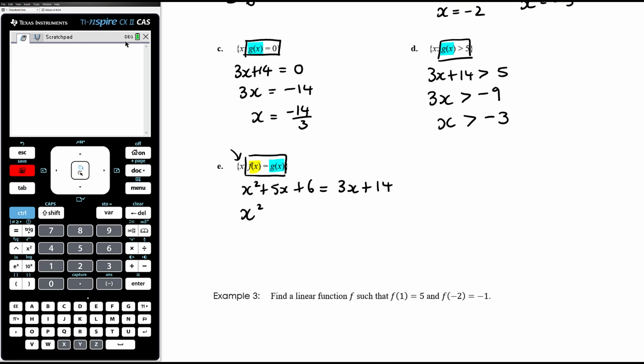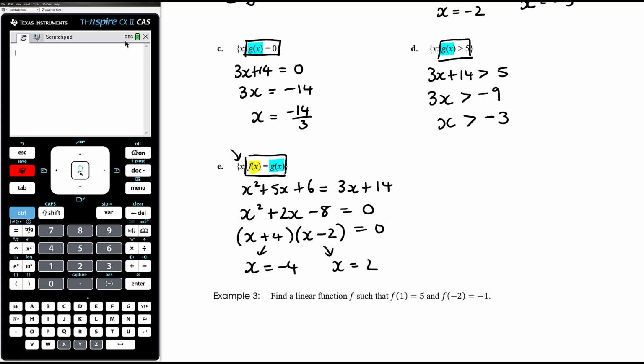So subtracting 3x from both sides is x squared plus 2x, and subtracting 14 minus 8, that factorizes. Factors of negative 8 that add up to positive 2, x plus 4, x minus 2. And then null factor law tells us that x plus 4 has to equal 0, so x equals negative 4, or x minus 2 has to equal 0, so x equals 2.